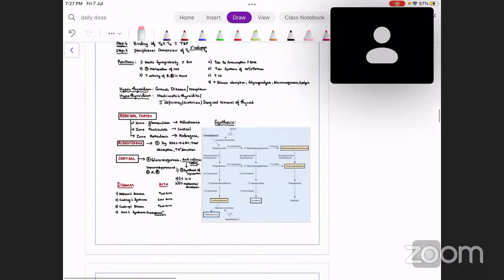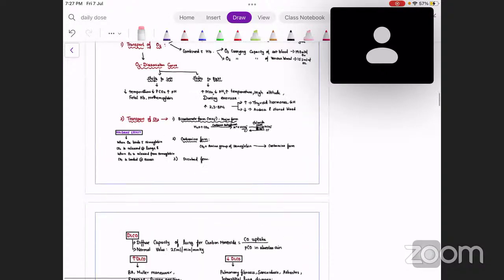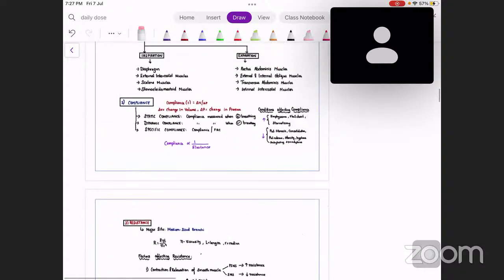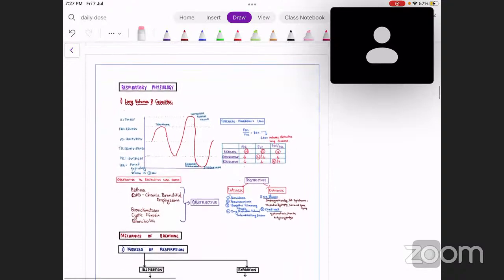But only two areas are low yield areas. One is your endocrine physiology and another one is your respiratory physiology. Only these two we have missed. If you have covered these two, then you will be covered. So we will cover that tomorrow.